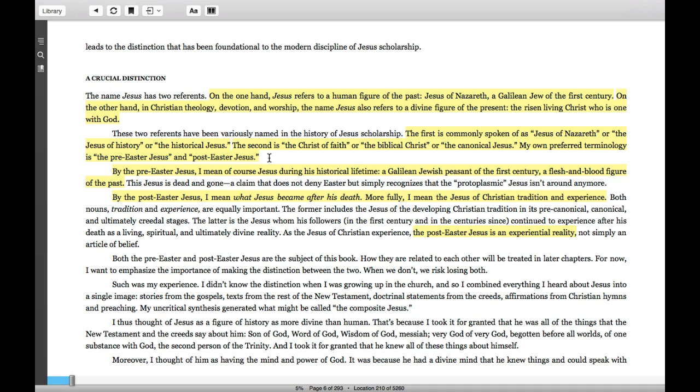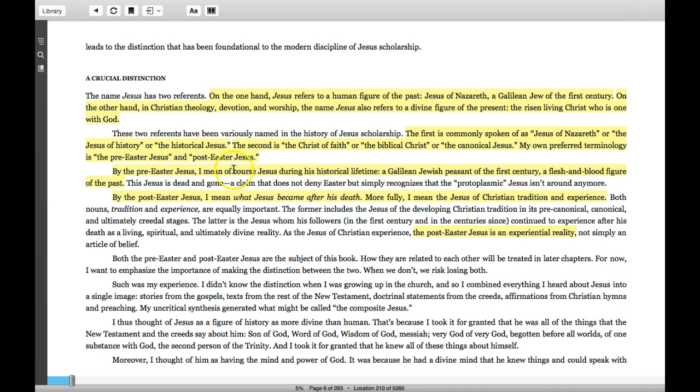In other words, to say that Jesus is the Christ is to say that Jesus is Lord. And notice, not every person calls Jesus the Christ. Christians, yes, they do. Muslims call Jesus a great prophet, but they don't call him the Christ. And so whenever he talks about the post-Easter Jesus, the Jesus of the church, the Jesus of the Christian community, the Jesus of the developing tradition, he uses the phrase the post-Easter Jesus. Again, he comes back and unpacks this much later on.